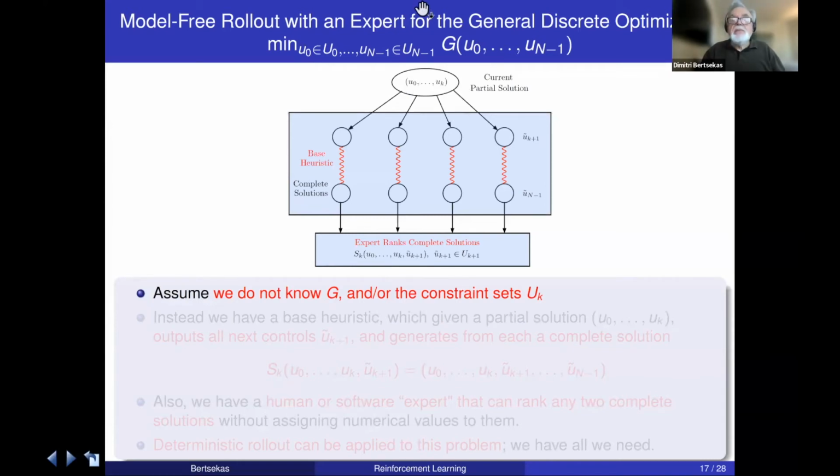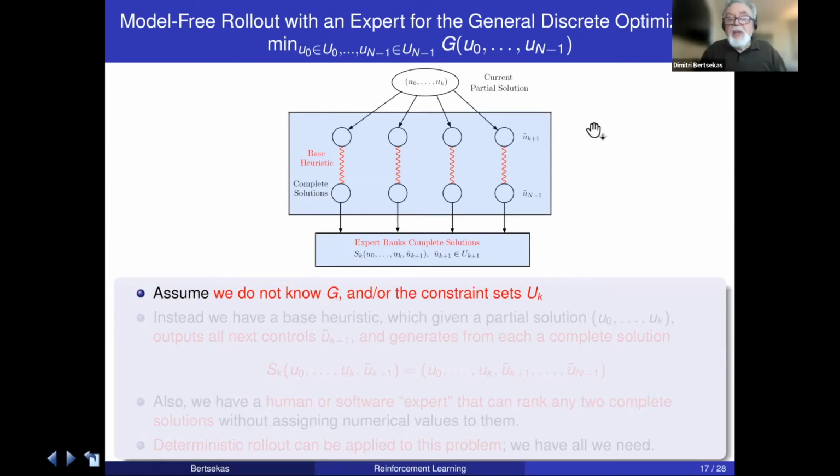So coming down from the initial state, some artificial initial state, we go down after k steps. We end up with this partial solution, and we want to apply a rollout using some base heuristic. But here's the problem. We don't know G, and we don't know the constraints of the problem. So we can't use the usual calculation of Q factors.